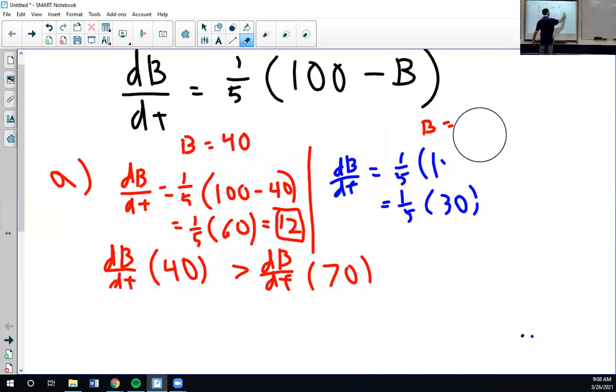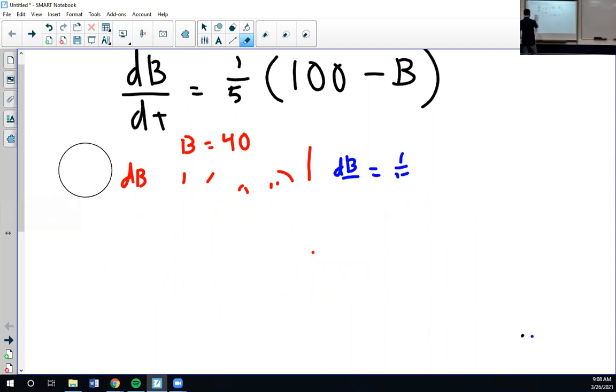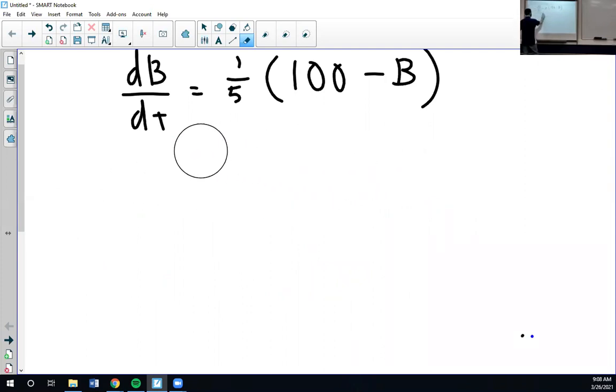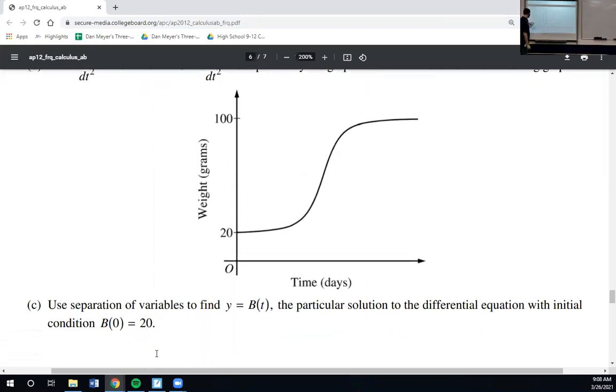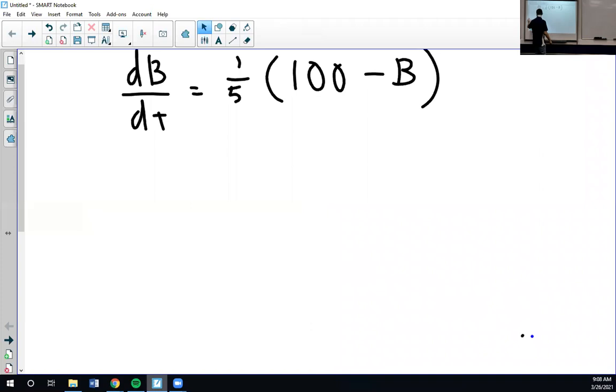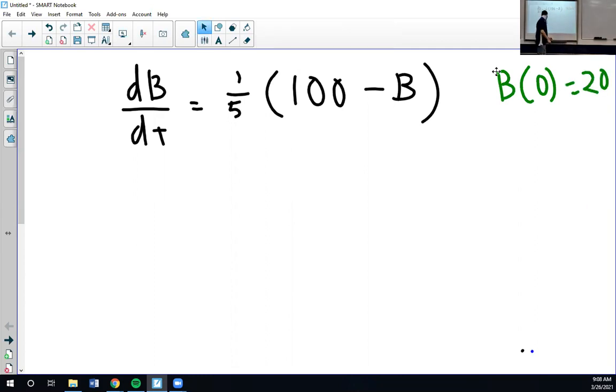What part C asks is to use separation of variables to get our original function b. So let's take a look at that here. Use separation of variables to find b of t, particular solution, with the initial condition b of 0 equals 20. So I'm going to write that down. The b of 0 is 20. So when I plug in 0, I should get out 20. And so let's write in part C.